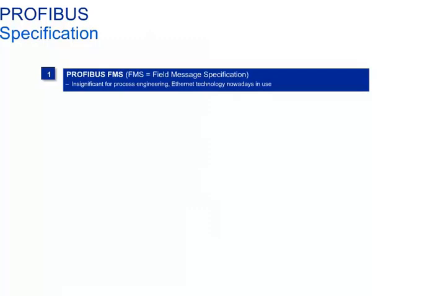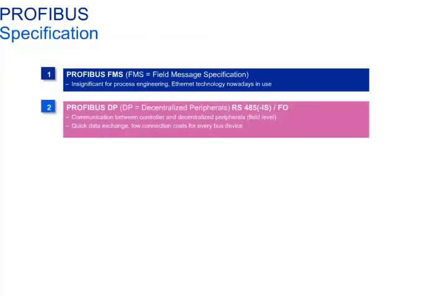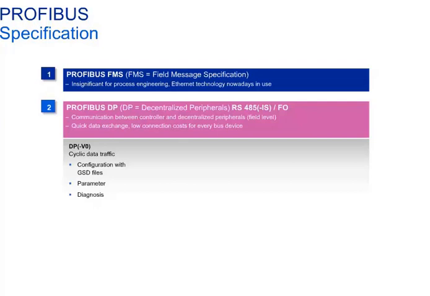A distinction is made between three main Profibus groups. The first one is Profibus FMS. Today, this variant is devoid of importance and has been replaced almost completely with Ethernet technology. The second group is Profibus DP. DP stands for Decentralized Peripherals, with its subgroups.